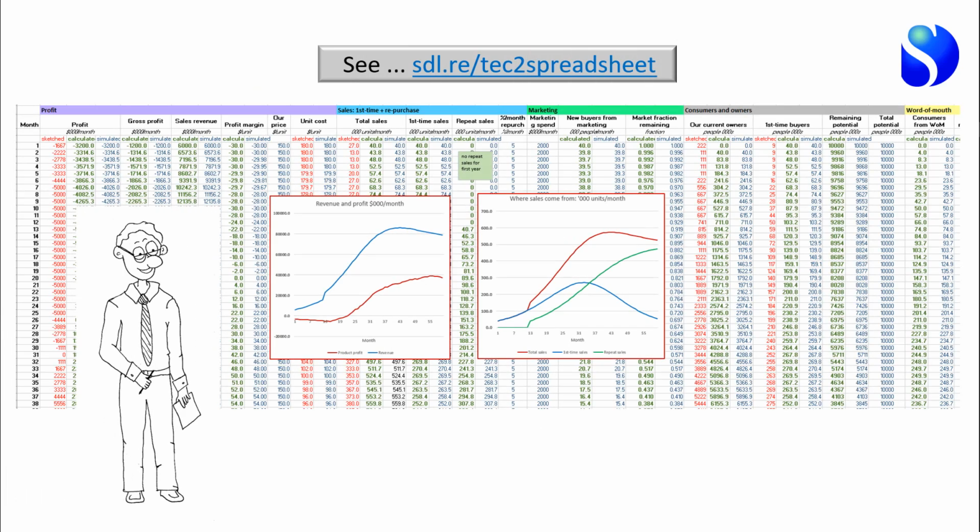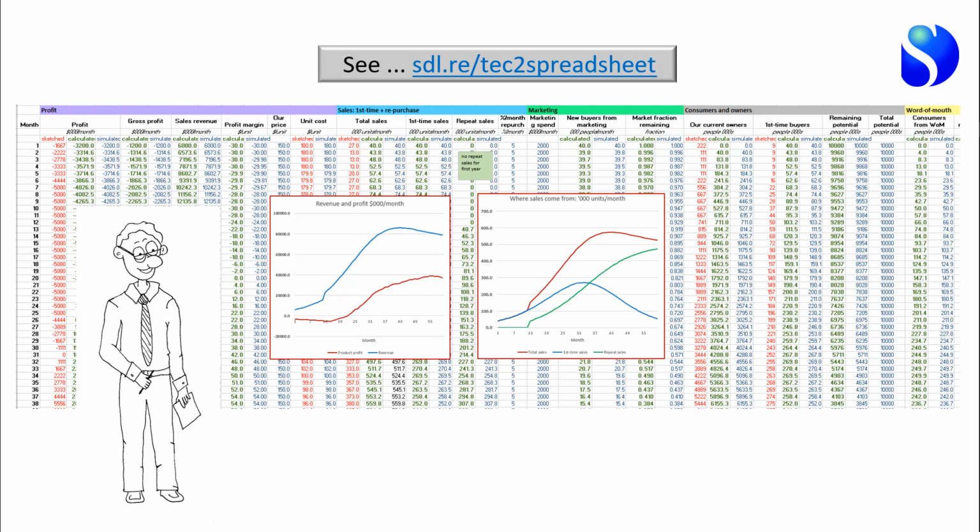And here is the spreadsheet he built last time. You can go and download this spreadsheet from the link shown here. Over on the left, under the purple columns, we've got the financials for the product. Under the blue headed columns, we've got what's happening to sales from first-time buyers and customers who repurchase to upgrade or replace their product. Under the green area, you've got something on marketing spend and the customers that wins. And we've got the information on consumers and owners over on the right-hand side.